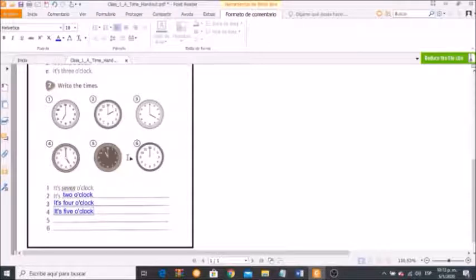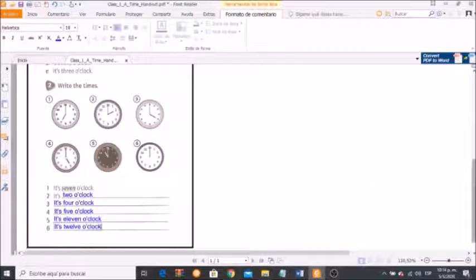Very good. Picture number 5. What time is it in this clock? In picture number 5. It's... Very good. It's 11 o'clock. And the last picture. And pay attention. The hour hand is pointing at number 12, and the minute hand is pointing at number 12 as well. Tenemos en este caso tanto la aguja que marca la hora como la aguja que marca los minutos apuntando al número 12. So, we say it's 12 o'clock.